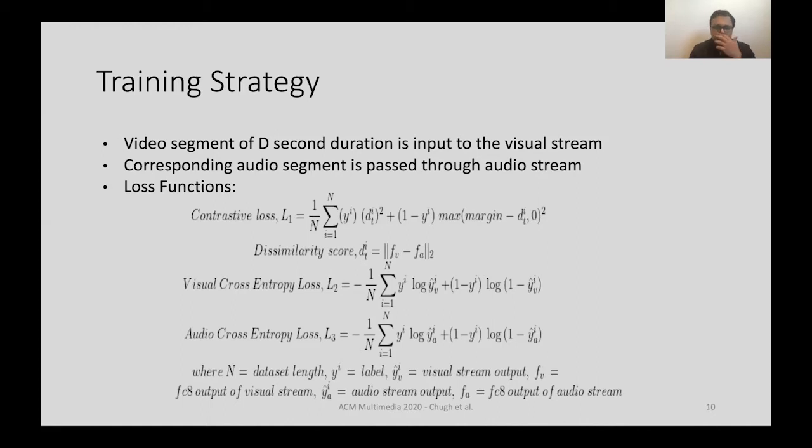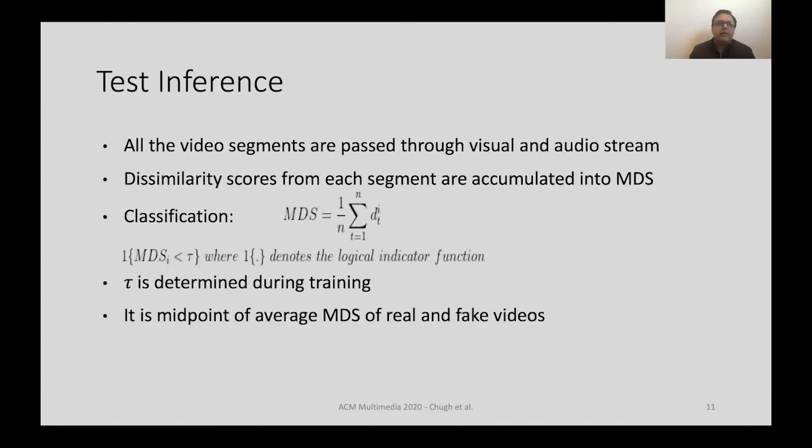Now during the test time, we again segment the input video into segments and we compute a dissimilarity score between each audio and video segment, which is this term. And later the modality dissonance score, MDS, is the final score which is used to predict if a video is real or it has been manipulated.